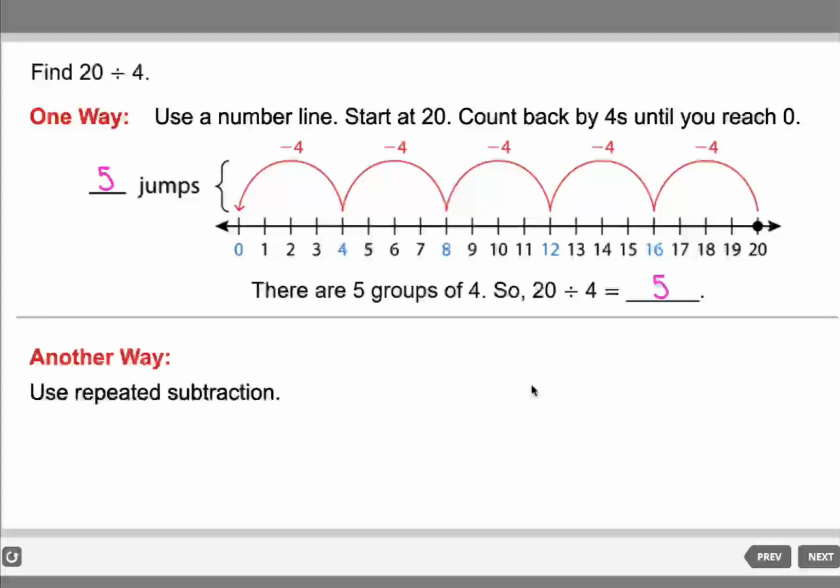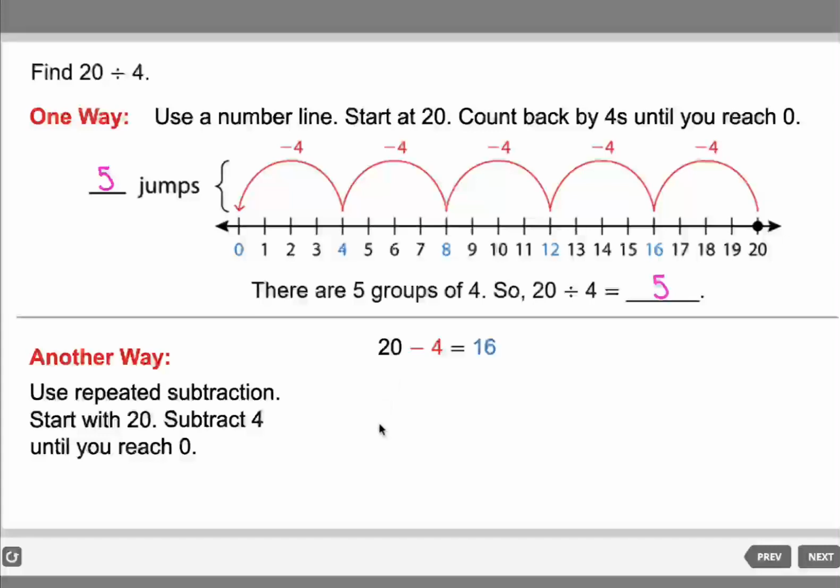Okay, now we have another way using repeated subtraction. Focus with me, my heroes, on this because this is very important. We start at 20, so start with 20, and we subtract 4 until we reach 0. So 20 minus 4 equals 16.